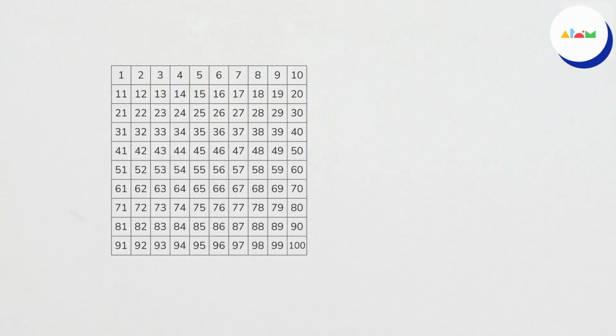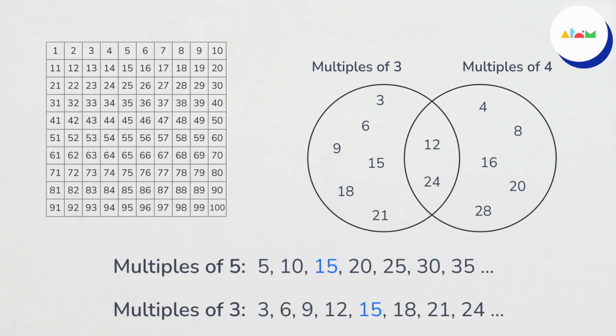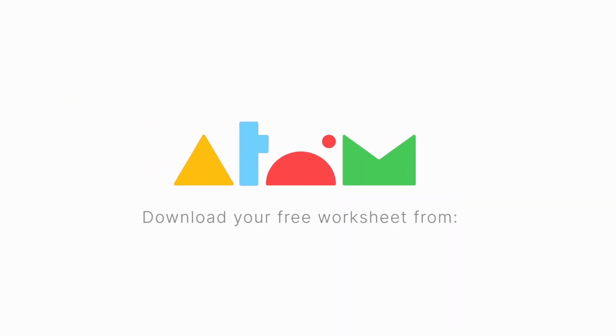You can use hundreds grids, Venn diagrams, or multiple lists to find and visualise the common multiples between two numbers. And of course, don't forget to learn your times tables.